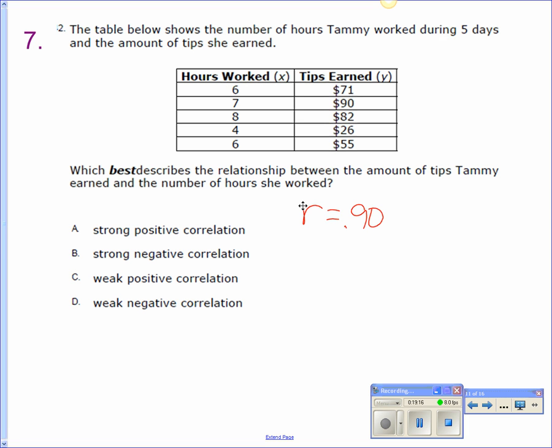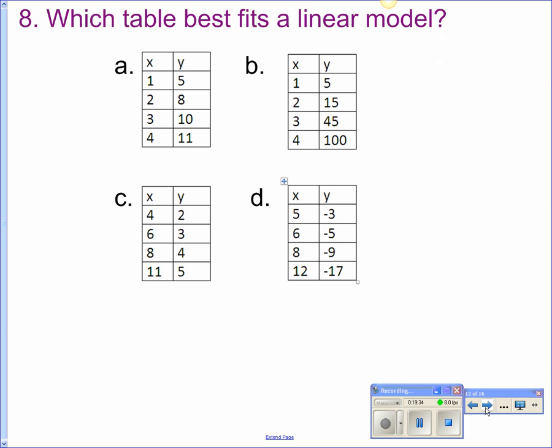Tamara, tell me about 0.90. What kind of correlation is that? Strong positive or strong negative? Anybody get that before I did? Good. All right, number 8.